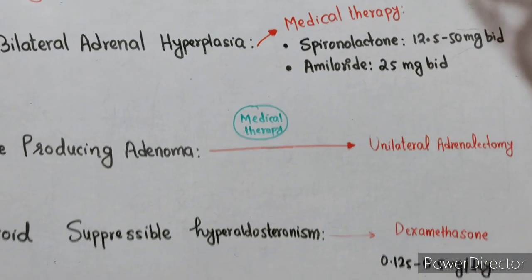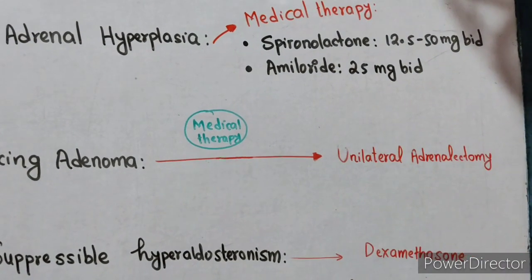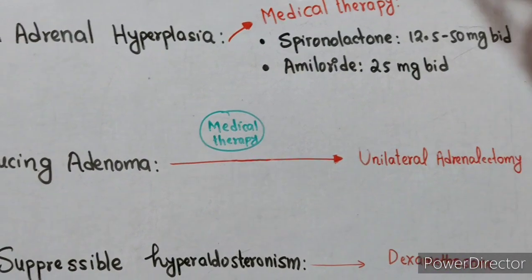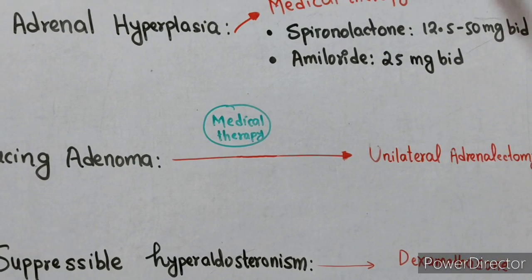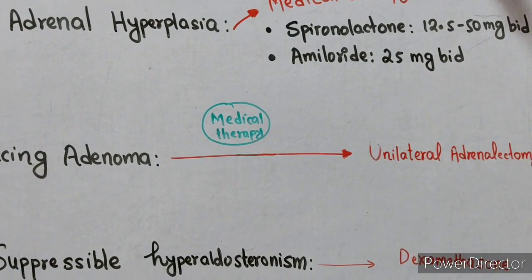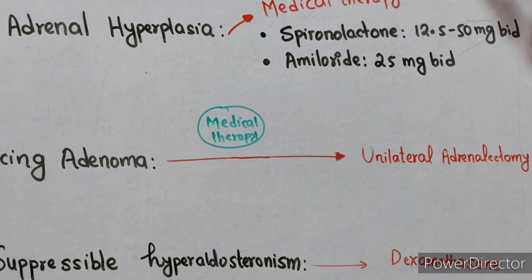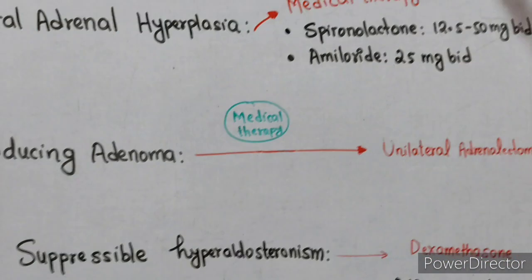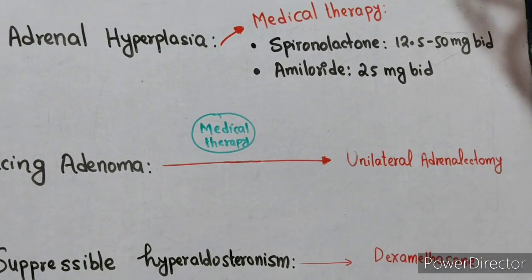If spironolactone is given, it is started from 12.5 to 50 mg 2 times a day, and it can be given up to 400 mg per day. An alternative to spironolactone is amiloride. It is started from 25 mg 2 times a day and can be given up to 200 mg per day, just half of spironolactone. The side effects of spironolactone are menstrual irregularities, decreased libido, and gynecomastia.